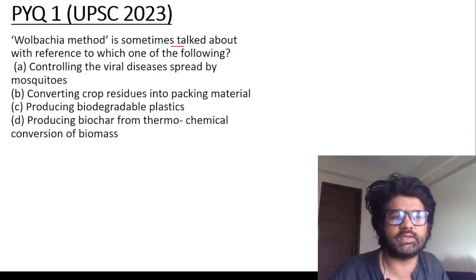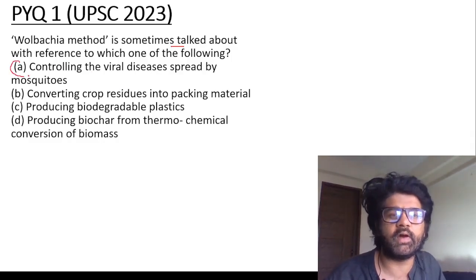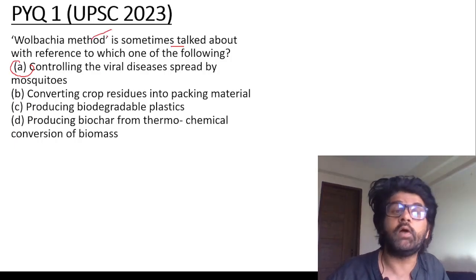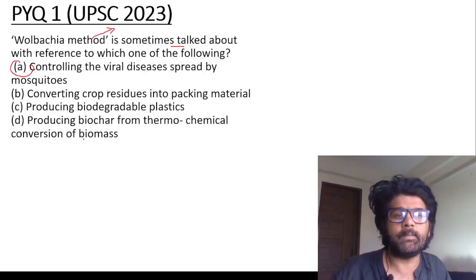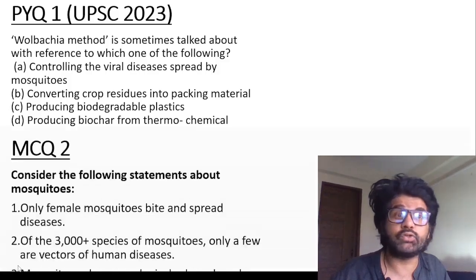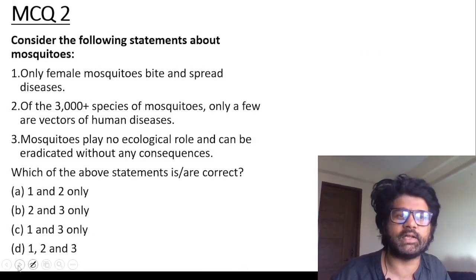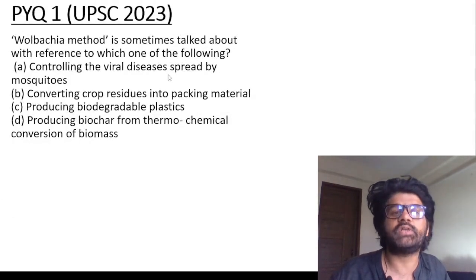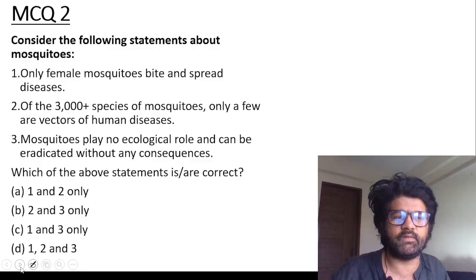See what question they're asking, crop residue and all. So we know Wolbachia is used to control viral disease spread by mosquitoes. But we also know Wolbachia bacteria will not work against malaria. Malaria is not caused by a virus; it is caused by the Plasmodium parasite. And generally, Wolbachia bacteria works against viral diseases.